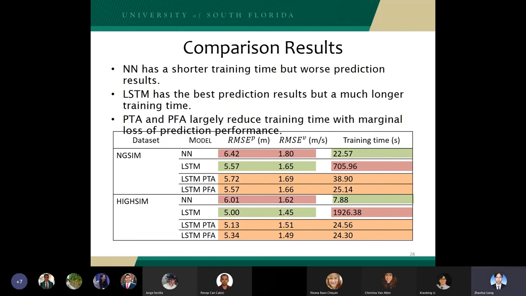Actually here, the input features are reduced to 60 with the PTA, and the features are reduced to 132 with the PFA. This is the reason why it can largely reduce the training time.